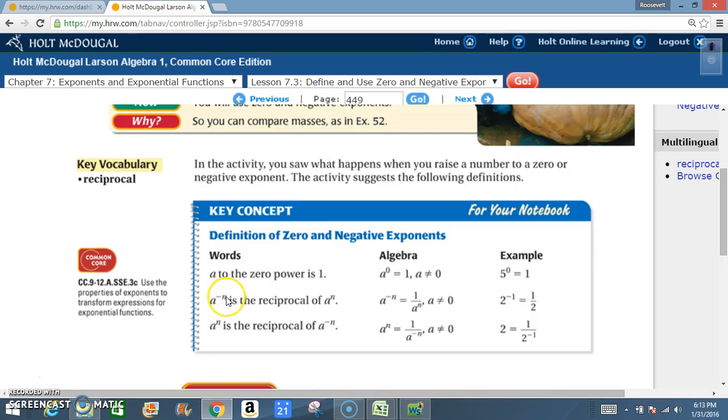A to the negative n is the reciprocal of a to the n. So, a to the negative n can be rewritten as 1 over a to the n. So, 2 to the negative 1 can be rewritten as 1 over 2. A to the n is the reciprocal of a to the negative n, so a to the n can be rewritten as 1 over a to the negative n. Example, 2 can be rewritten as 1 over 2 to the negative 1.